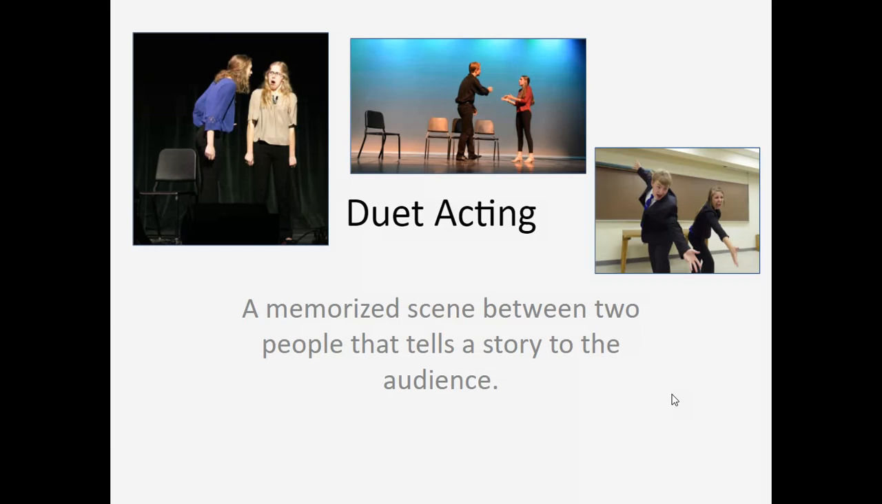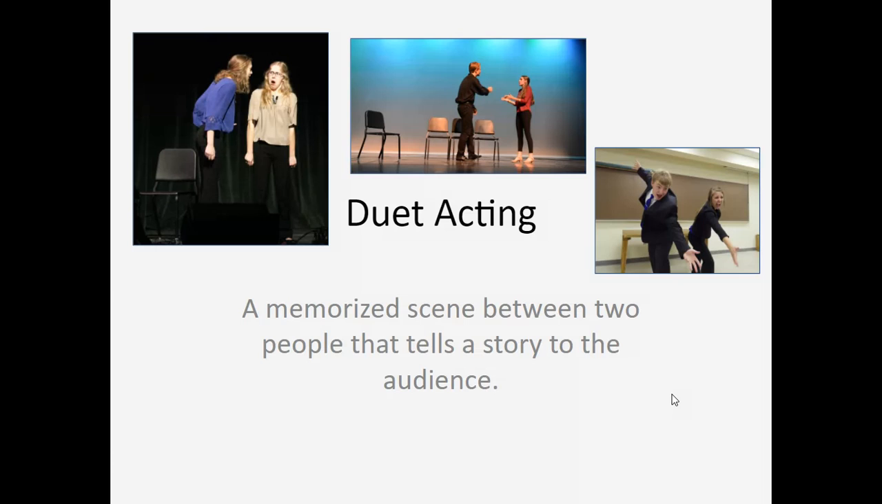So the first thing we're going to talk about is what is duet acting and the definition. It's a memorized scene between two people that tells a story to the audience. And you can kind of see from these pictures that they're pretty intense scenes. Some of them are reacting, having their dialogue. Duet acting can be a great thing between you and another person to tell our story.